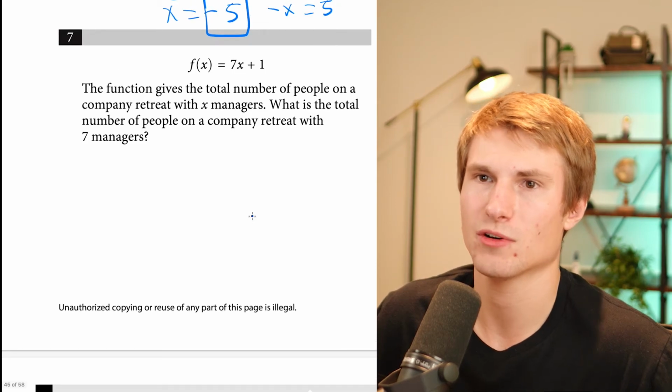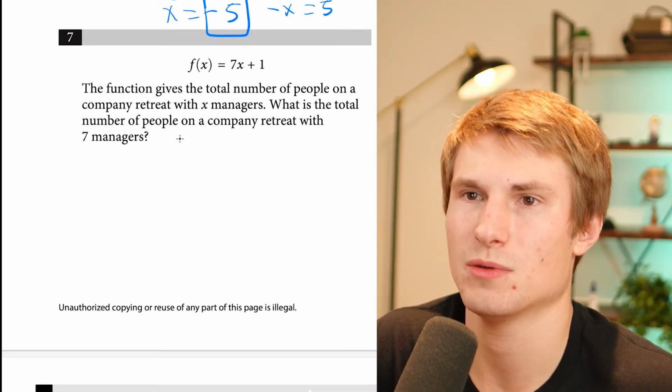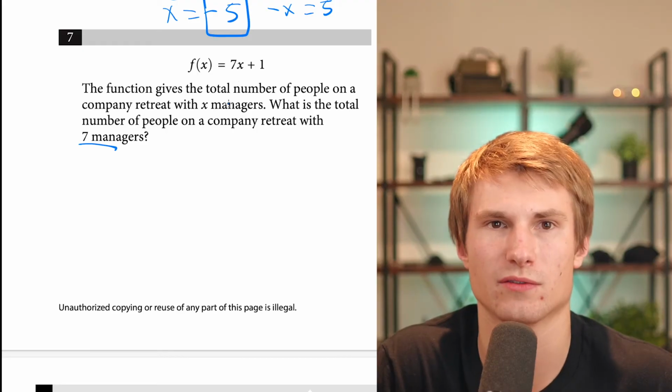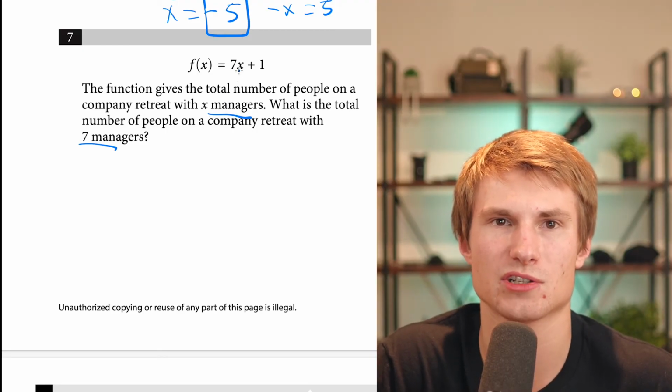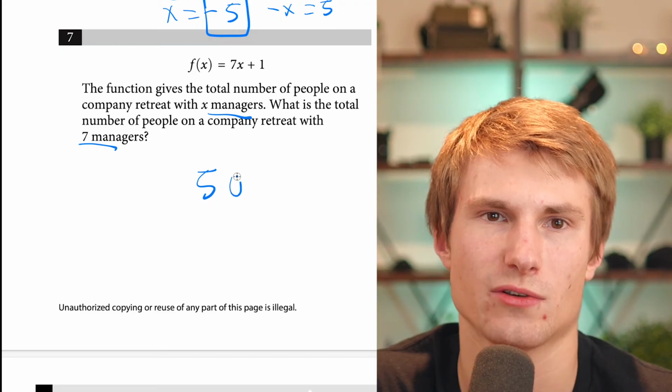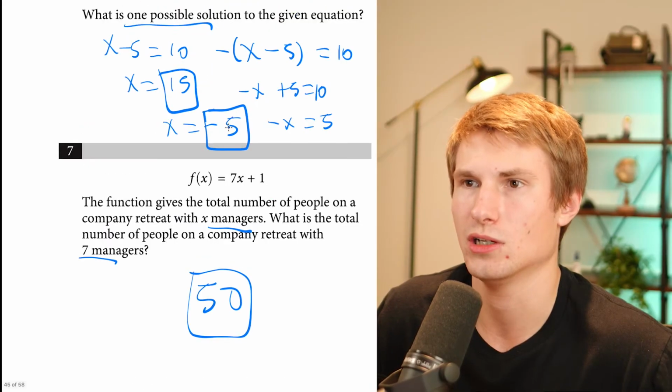We got the function that gives the total number of people on a company retreat with x managers. What is the total number of people on a company retreat with 7 managers? So we're just plugging in 7 for the value of x, since x represents the number of managers. 7 times 7 is 49. 49 plus 1 is 50. So our answer would have to be 50. And we can move on to question number 8.